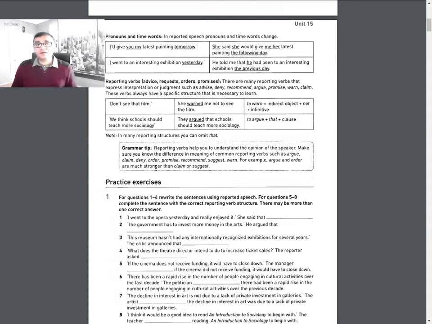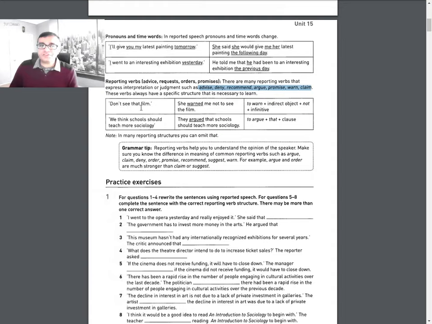Okay. Now, if we're going to talk about, for example, time or some details with reporting verbs, for example, advice, request, order, promises. We have many reporting verbs, for example, advise, deny, recommend, argue, claim, and so on. Now these verbs always have a specific structure. Remember, it has a specific structure that is necessary to learn. Here we go.